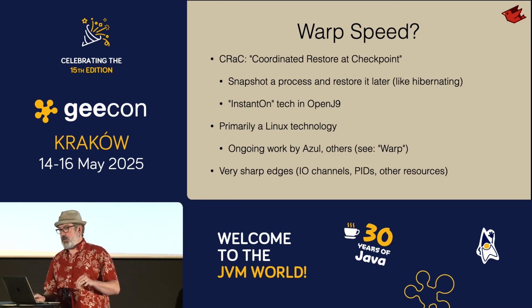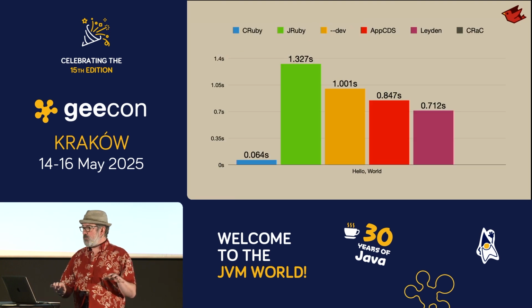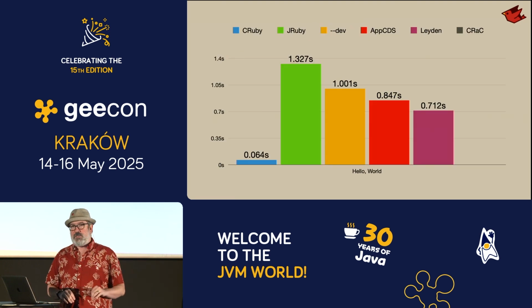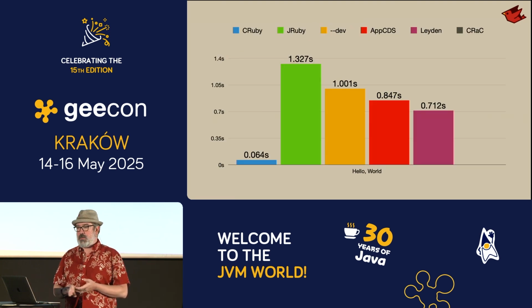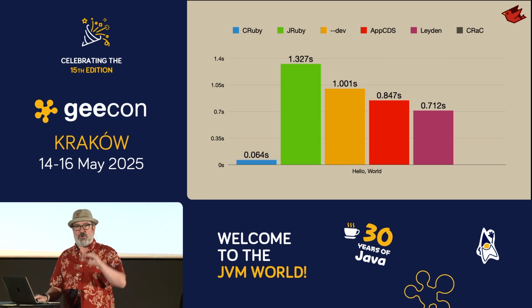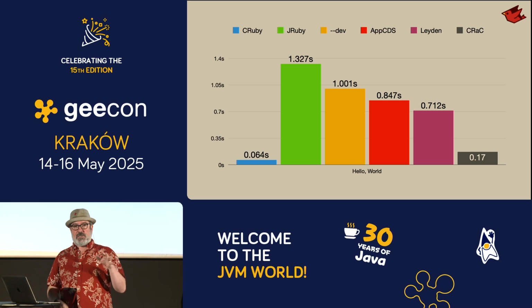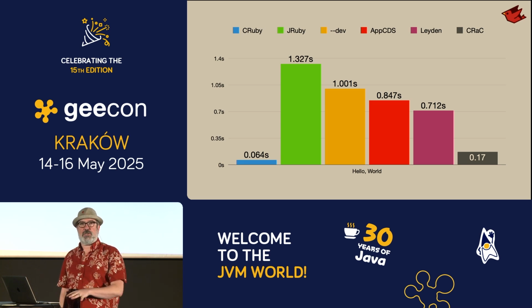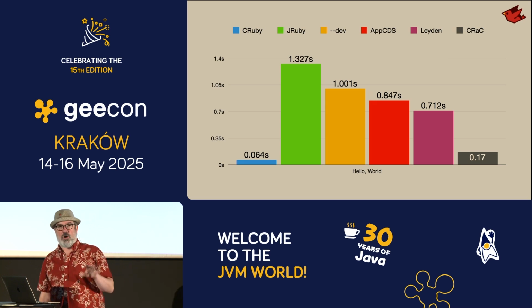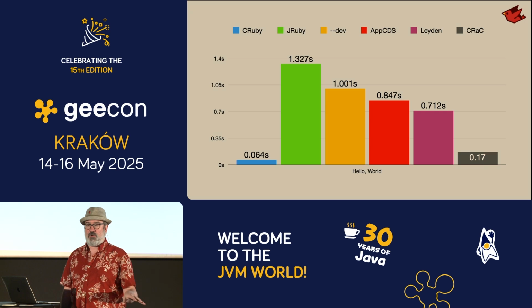But how well does this work? It sounds pretty good, right? So we've got our steady progression of improvements on startup time here. Let's throw CRaC at this. Now we're starting to see some real improvements. We can run a standard Ruby application started up from the command line almost as fast as regular C Ruby.